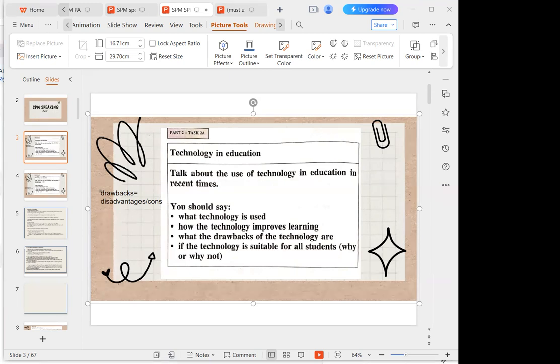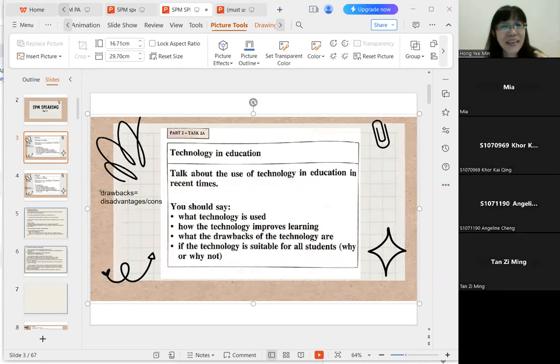All right. Time's up. Okay, time's up already. So are you ready? All of you, Mia, Kai-Qing, Angeline, Ziming, have you drafted? You don't have to fully write out the whole script. Basically, you just need some main points and then you can start speaking. So have you already had your script? I mean the draft.